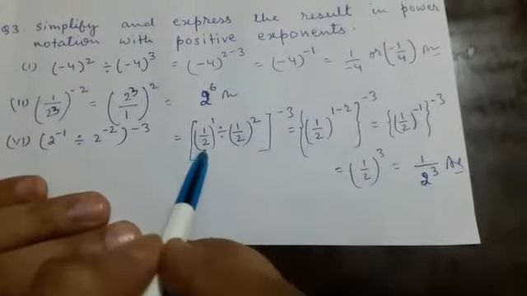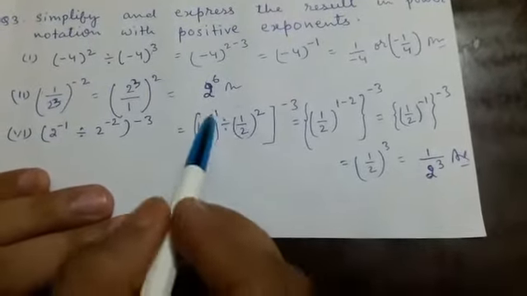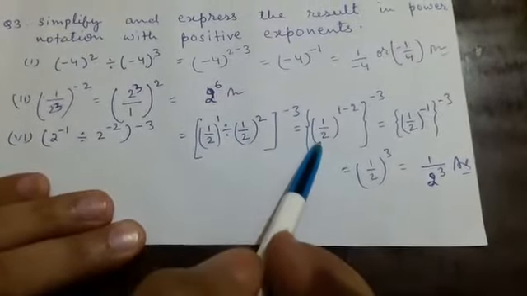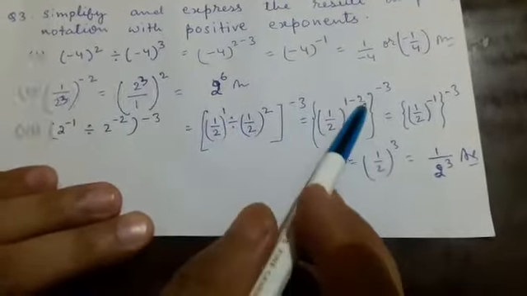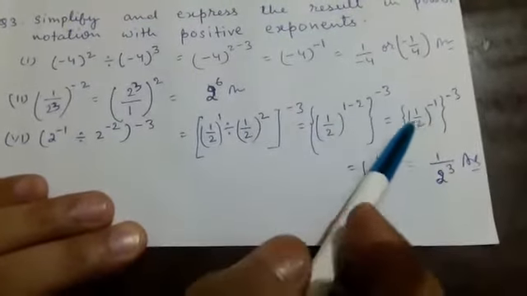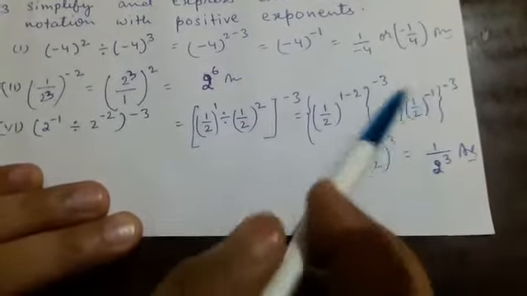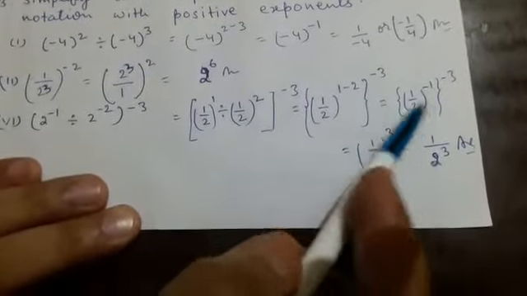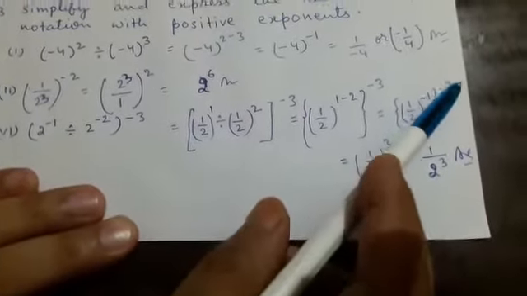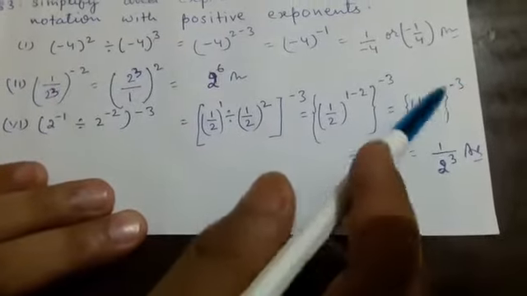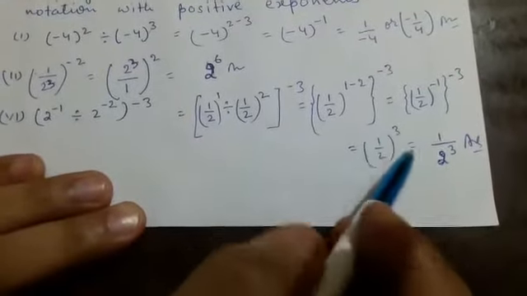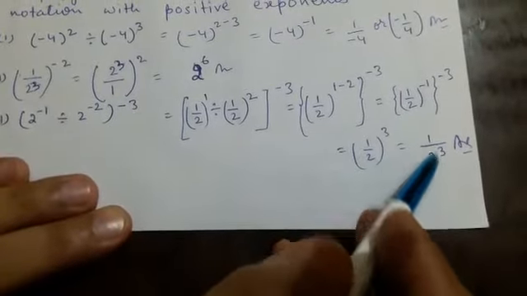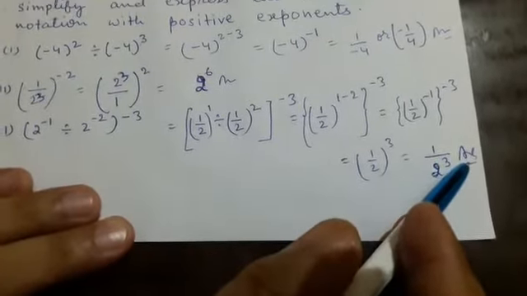Now, as the bases are the same, their powers should be subtracted. So let us take this base, 1 by 2, as common. So (1 minus 2) whole power minus 3, that is equal to 1 by 2. When we subtract 1 minus 2, it will be minus 1. So 1 by 2 power minus 1 into minus 3, that is equal to minus minus plus, 3 ones are 3. So 1 by 2 power 3 will be our answer.